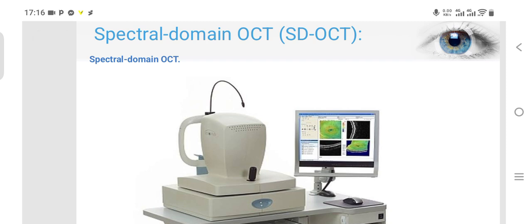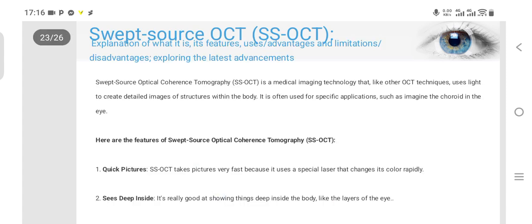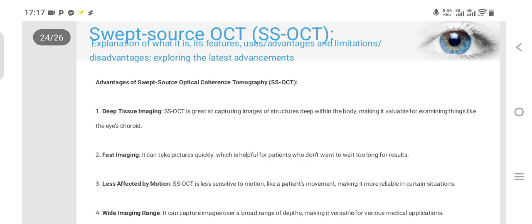This is the spectral domain OCT. It gives quick pictures, which is its advantage. Still a medical imaging technology like other OCT techniques, it uses light to create detailed images of structures within the eye. It's often used for specific applications such as imaging the choroid in the eye. So it captures quick pictures and sees deep inside the eye.